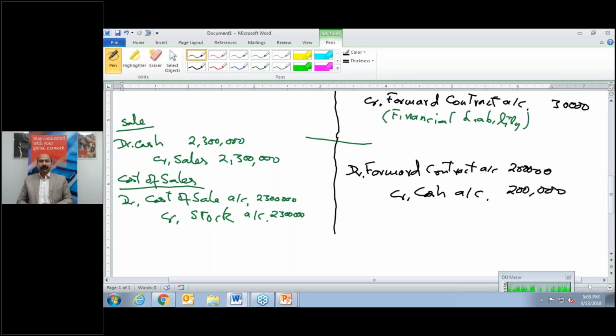Another pop-up question is: a financial liability which is held for trading must be measured at fair value through profit or loss. Should I pop up? Yes, pop up this question, please.